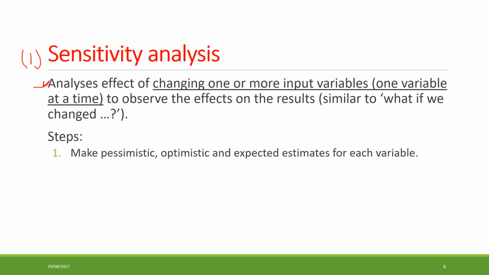So what I want to do here is firstly to make pessimistic and optimistic estimates for each variable, and if I have the probabilities of the pessimistic and optimistic estimates, then I can work out the expected estimates for each of the variables. So what I want to see here is, from low to high, what's the range of the NPV if a certain variable varies from here to here?